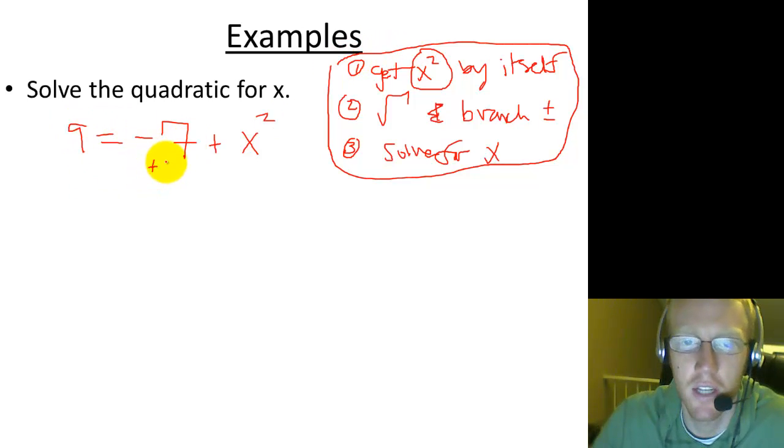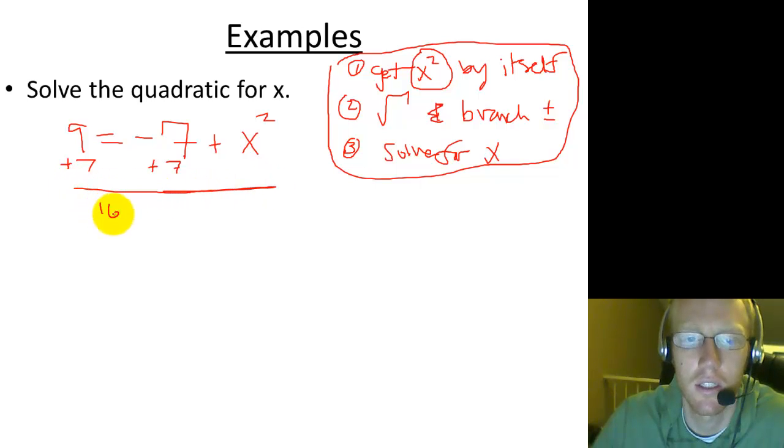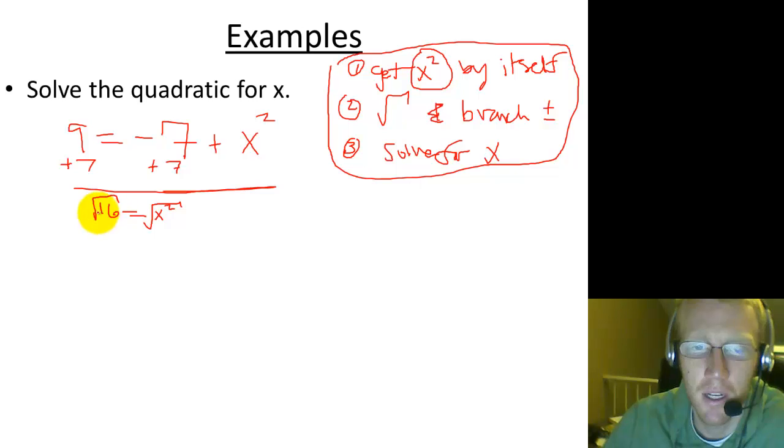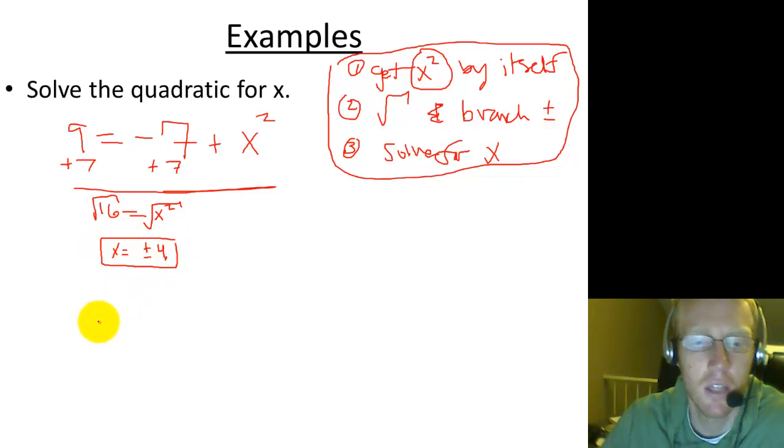To solve this, you have to add 7 to both sides, and then you get 16 equals x squared, and then you take the square root. Whereas before I used to say you should branch into 2 places, here we just know it's going to be plus or minus, so you can just write x equals plus or minus 4. If it's the same number, you can write plus or minus. Let's do another example.